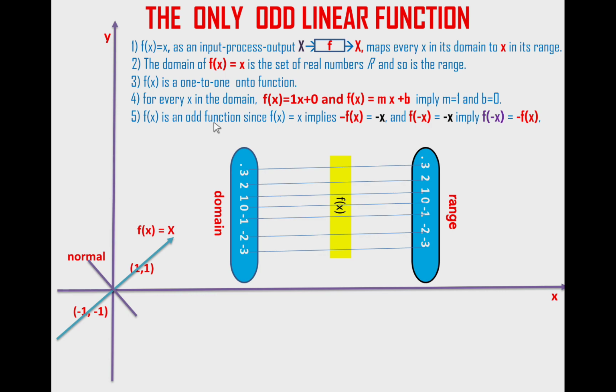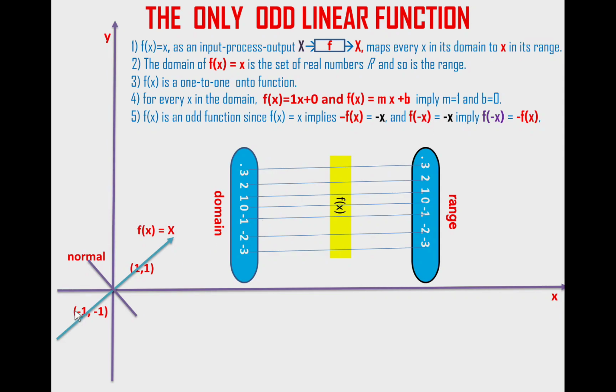F of x is an odd function since f of x equal to x implies minus f of x equal to minus x. It's just that we have minus before the left term and minus before the right term. So that's what we end up with. And then the next equality, we can just reduce from here. We're saying f of minus x equal to minus x.